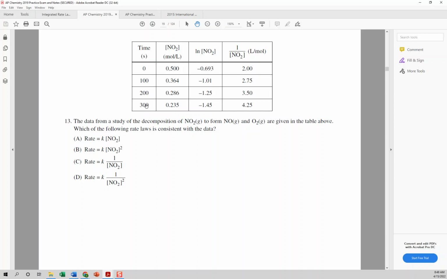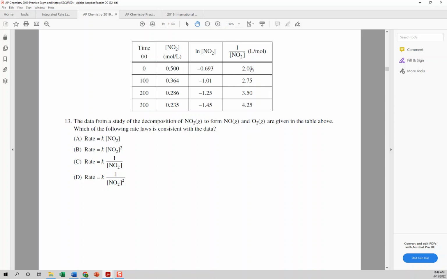So to have a straight line, we need this to decrease or this increase at a constant rate as well, okay? So if we go from 0 to 100, here we're going from 0.5 to 0.36. And then as we go 100 to 200, we're going from 0.36 to 0.28. That's not the same difference. So let's go over here. From 0 to 100, we go from 0.69 to 1.01. But then from 100 to 200, we go from 1.01 to 1.25. From 200 to 300, we go from 1.25 to 1.45. Again, that's not the same difference, okay?